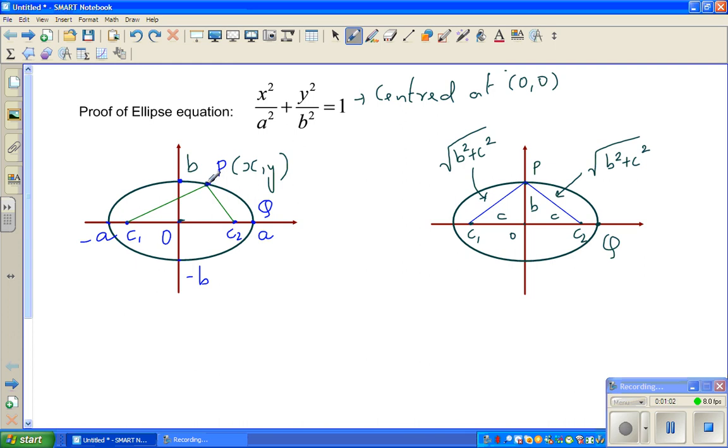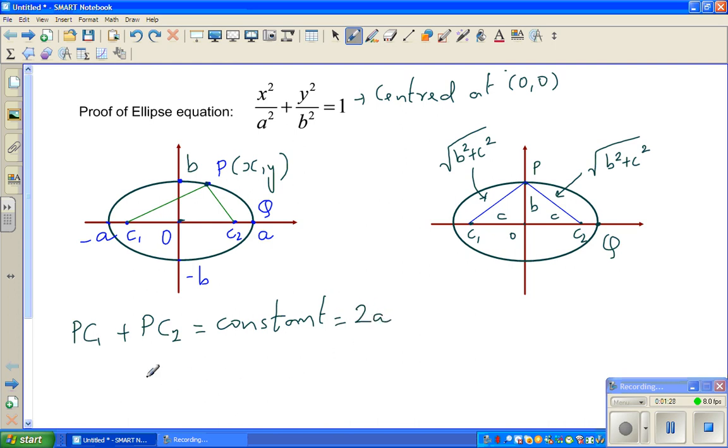Now the definition of an ellipse is, if you take any point on an ellipse and join this arbitrary point to the foci, then PC1 plus PC2 is constant, and that constant is 2a. We're going to prove that.